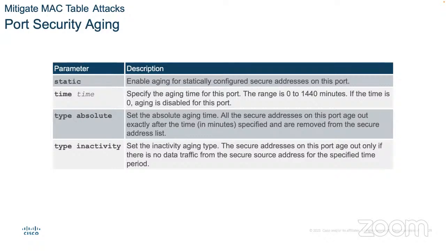Port security aging can be used to set a time for static or dynamic addresses on a port. It could either be absolute, where the secure addresses on a port are deleted after a specified time, or inactivity, where the addresses are deleted only if they are inactive for a certain amount of time. You can use aging to remove secure MAC addresses on a secure port without manually deleting them. So it kind of does it automated for you.